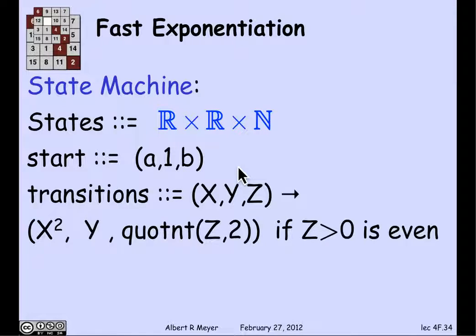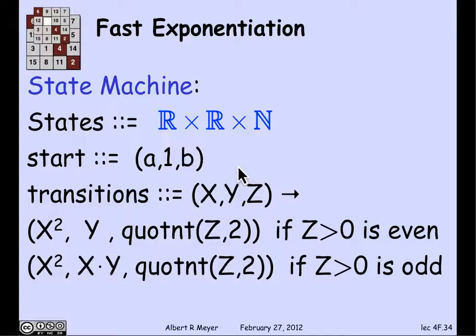Here's a simple one. If I have an amount x in the first location, y in the second location, z in the third, then if z is positive and even, then I'm going to square x, leave y alone, and divide z by 2. And that's the new state that I get to. On the other hand, if z is odd and positive, then I'm going to square x, multiply y by x, and again, take the quotient of z, divide z by 2.